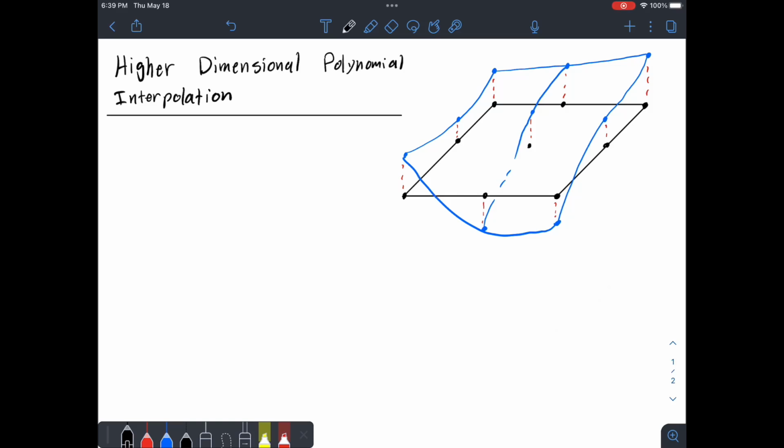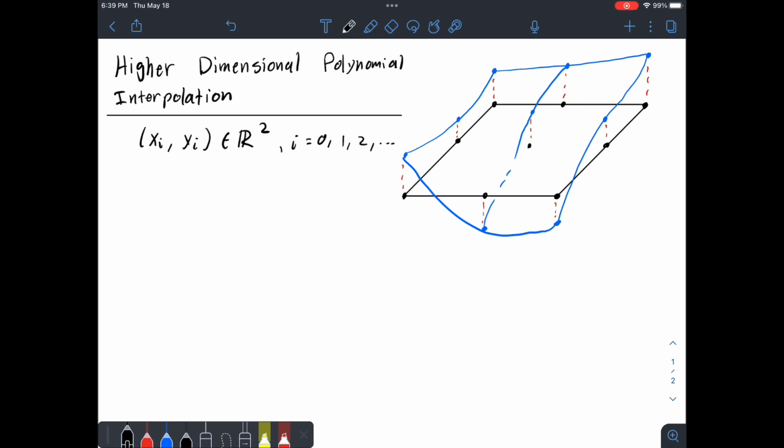Okay, so how do we interpolate data in more than one dimension? So let's just assume for a second we have a grid. Let's call it xi, yi in R squared. That's the real plane, right? Where i is equal to 0, 1, 2, right?